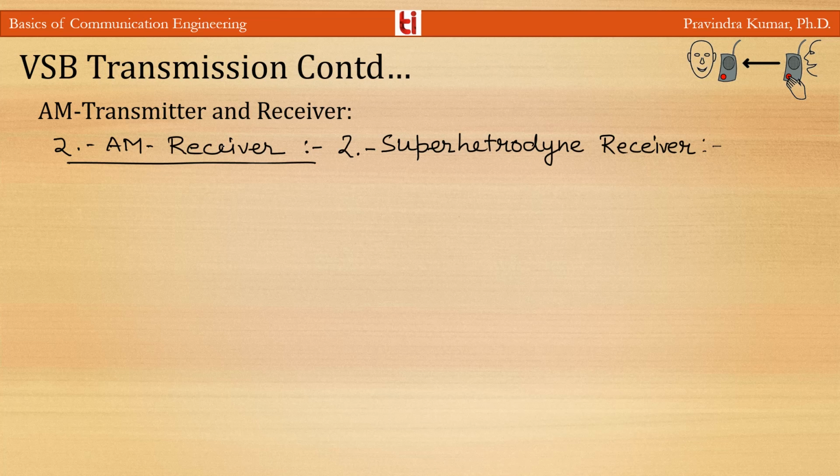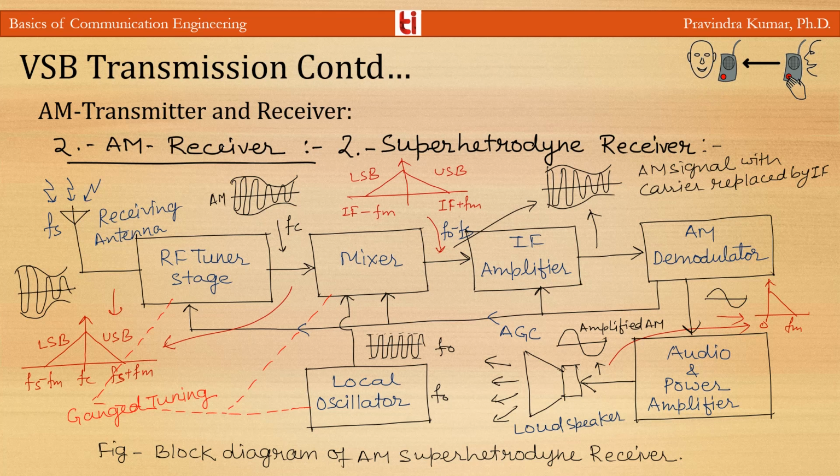This frequency contains the same modulation as the original carrier. The intermediate frequency signal is then amplified and demodulated to get back the modulating signal. Now this is the block diagram of the superheterodyne receiver.